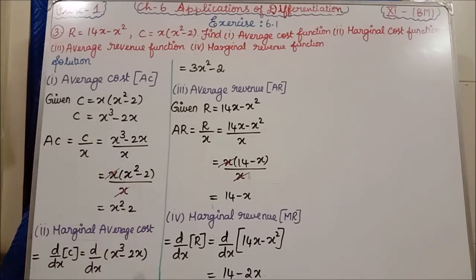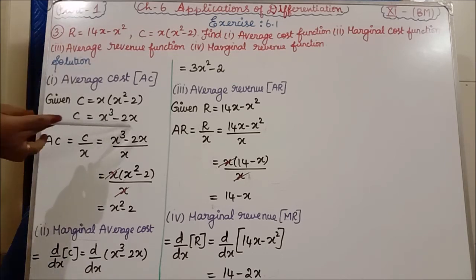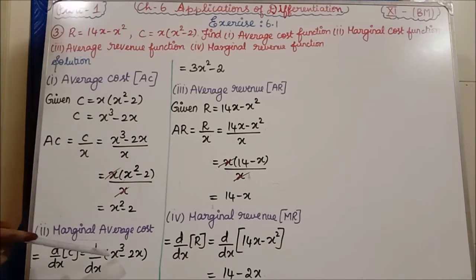Marginal. I told you, if marginal comes you have to differentiate. What do you have to differentiate? You have to differentiate the cost function. So d by dx of cost is equal to d by dx of, we are differentiating the cost function with respect to x. The cost function we have is x cube minus 2x, so this we are going to differentiate with respect to x.